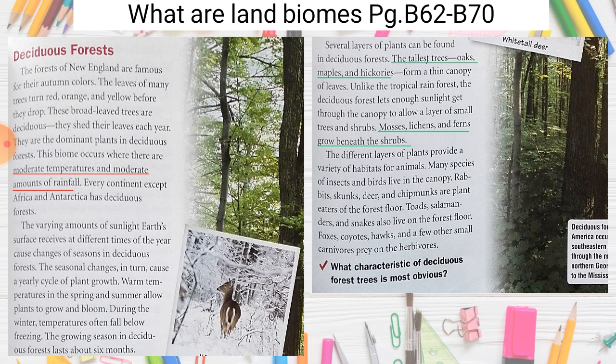Very good. Now, what type of animals live in this place? Rabbits, skunks, deer, and chipmunks. What else? Toads, salamanders, snakes, foxes, coyotes, hawks.